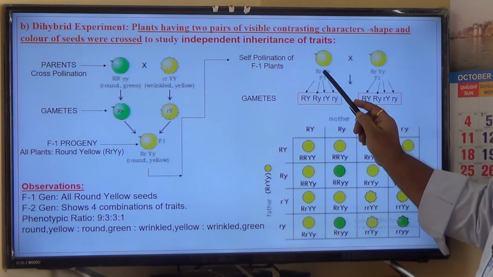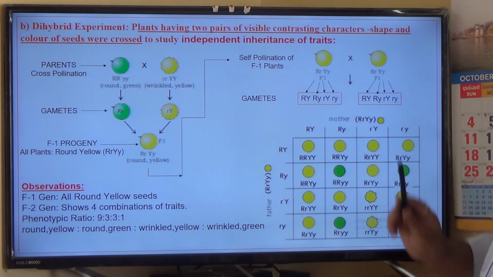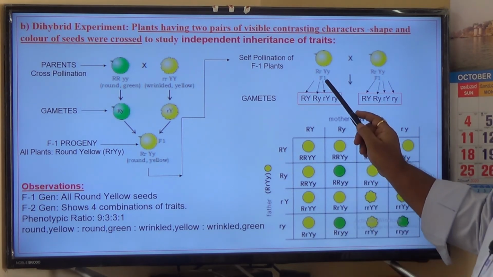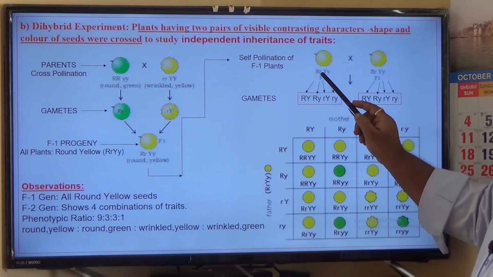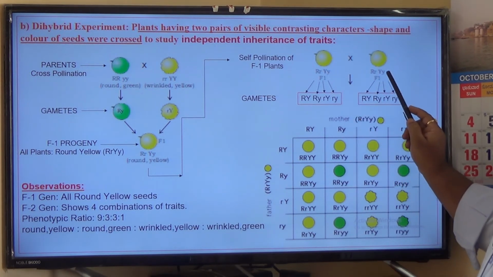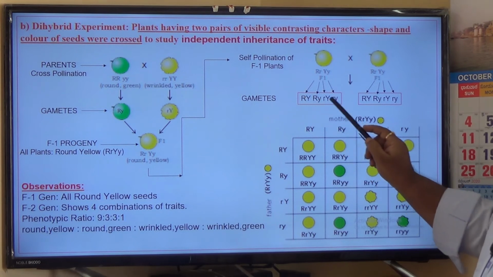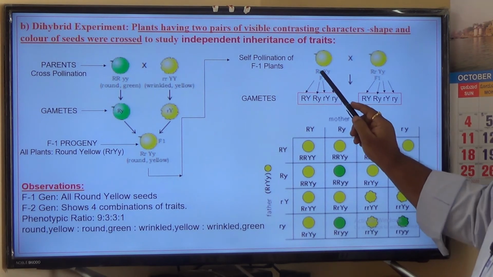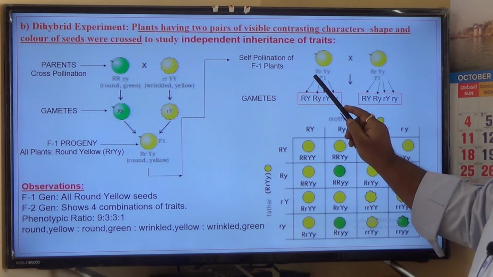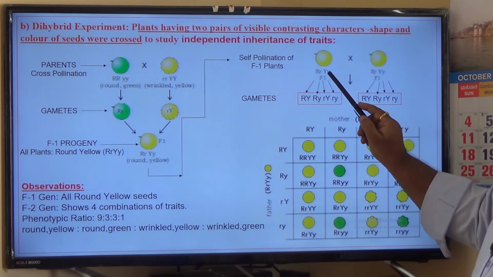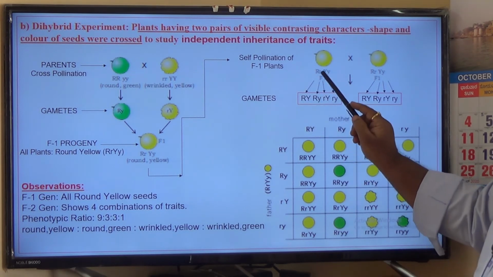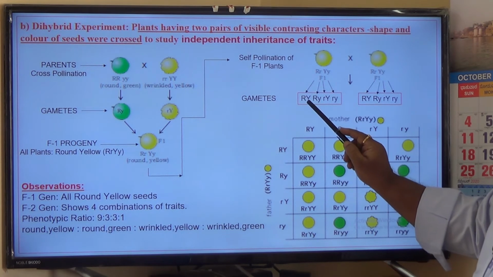F1 plants are all round yellow. What is the genetic combination? Capital R, small r, capital Y, small y. Same thing here also. Here these are the gametes. It is a combination of the shape and the color. Capital R, capital Y, round yellow.